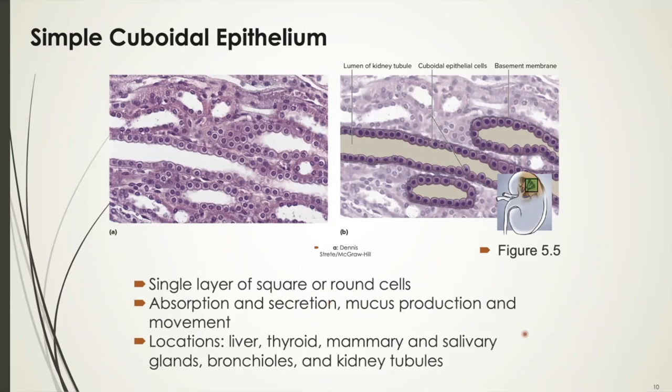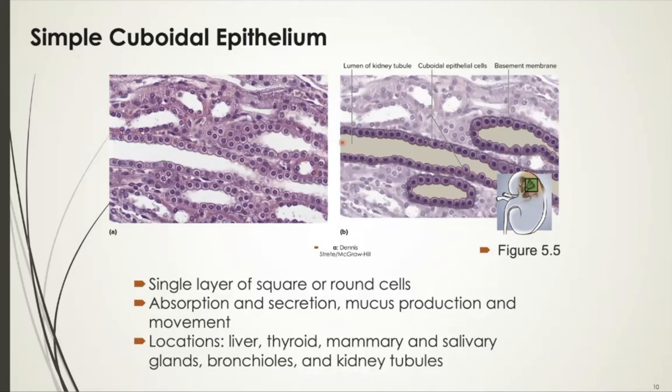So, your simple cuboidal epithelium. As you can see, they look like little cubes. Boom, boom, boom, boom, boom, boom, boom. Little dice or cubes. Looking at a nice kidney here. If you look at your simple cuboidal here, one layer, just like I was telling you, that's the simple part. Cuboidal is the shape of the cells.